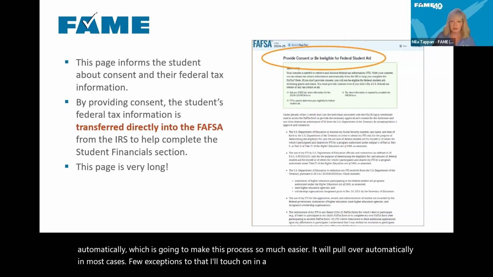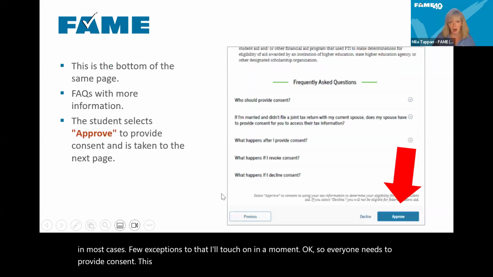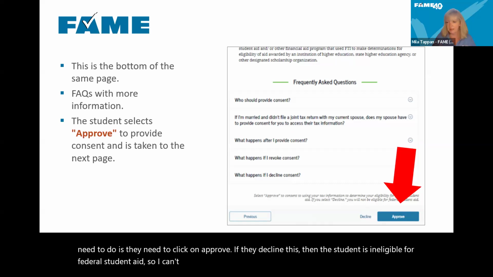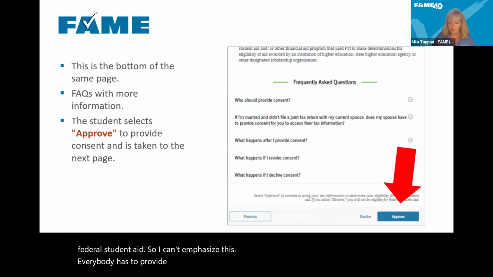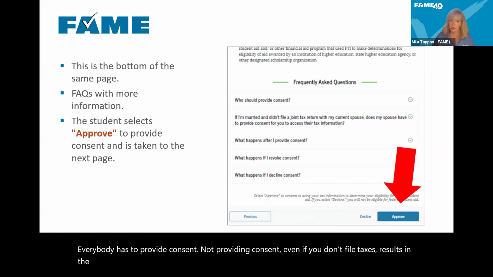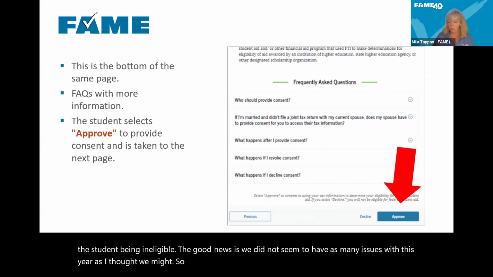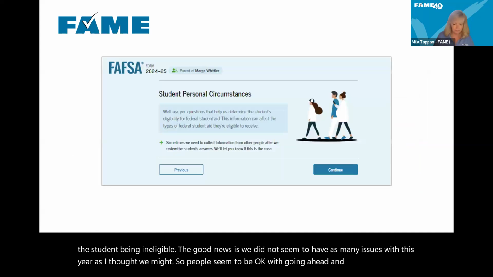Okay, so everyone needs to provide consent. This page is super long. Here's the bottom part of that page, and what they just need to do is click on approve. If they decline this, then the student is ineligible for federal student aid. So I can't emphasize this enough. Everybody has to provide consent. Not providing consent, even if you don't file taxes, results in the student being ineligible. The good news is we did not seem to have as many issues with this this year as I thought we might. People seem to be okay with going ahead and providing consent.